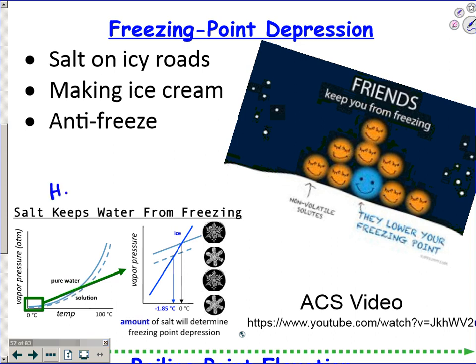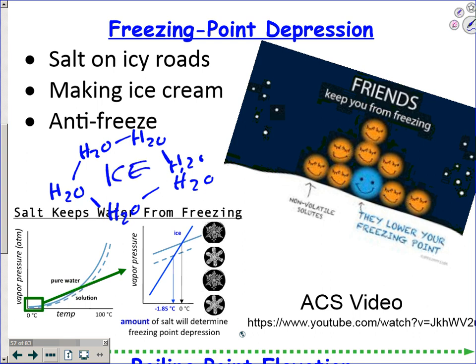So draw yourself a little water hexagon, like this. It's not going to be beautiful, but it'll work. So we have water, and that's how it crystallizes. This is ice. But what we do is when we add, say, salt.